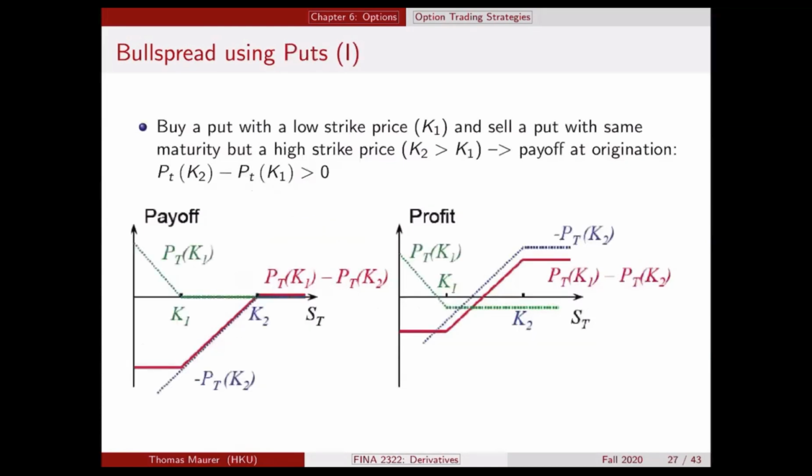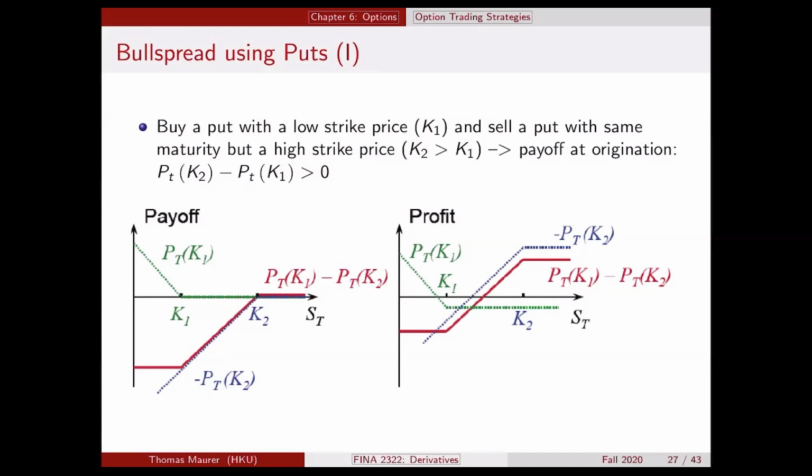We can also create the bull spread using put options, and that's equivalent to using call options. Here we would buy a put option with a relatively low strike price, and we short sell another put option with a higher strike price. You get exactly the same pattern. You have this horizontal line, then you have an increasing 45-degree line payoff, and then you have a horizontal payoff again if the price of the underlying is above K2.